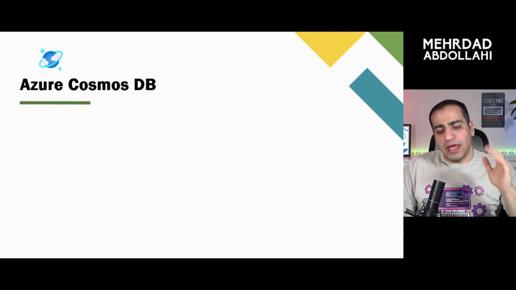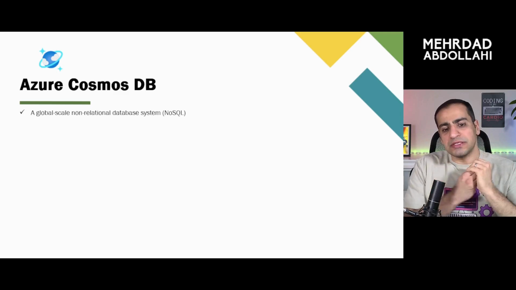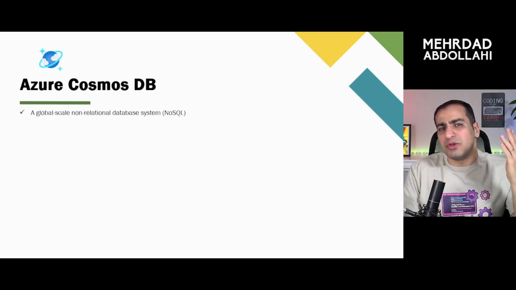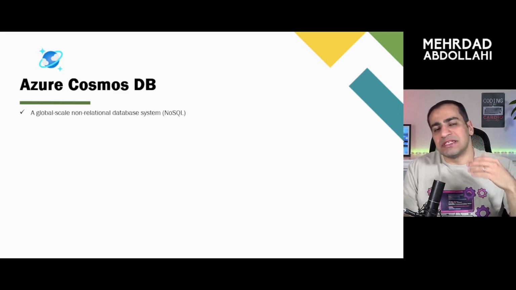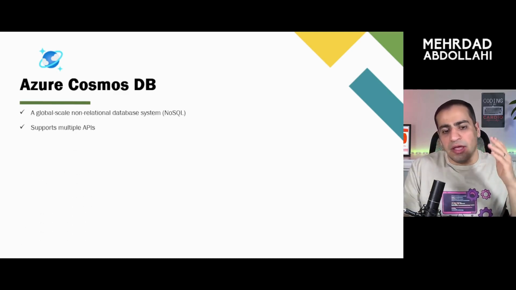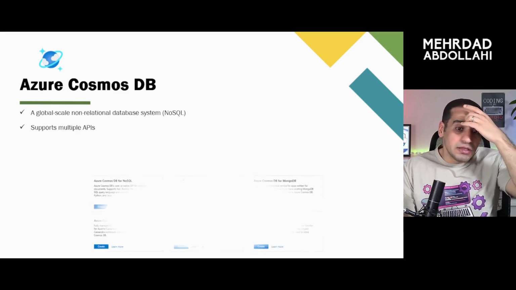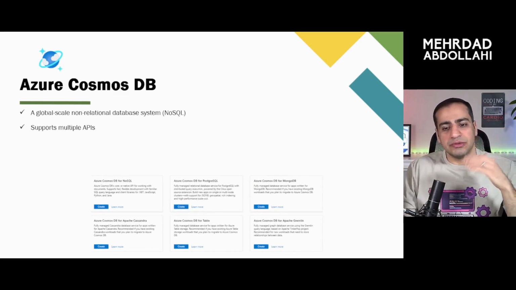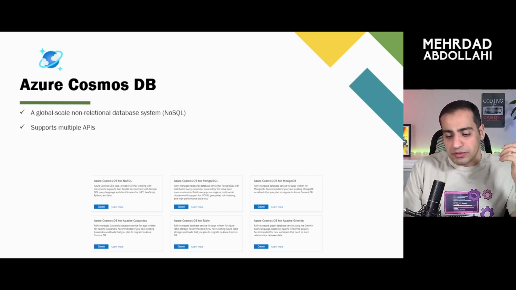We have Azure Cosmos DB, which is basically a global scale non-relational database system. In general, we call them NoSQL, and there is no specific schema in storing the data there. It supports multiple APIs, such as NoSQL, PostgreSQL, MongoDB, Cassandra, and also Tables.